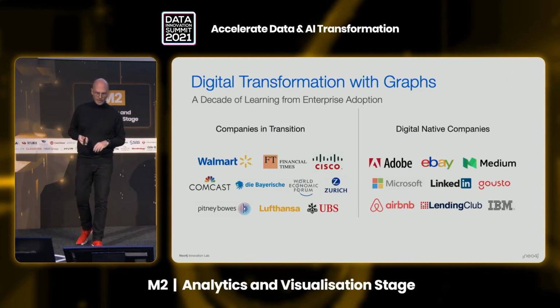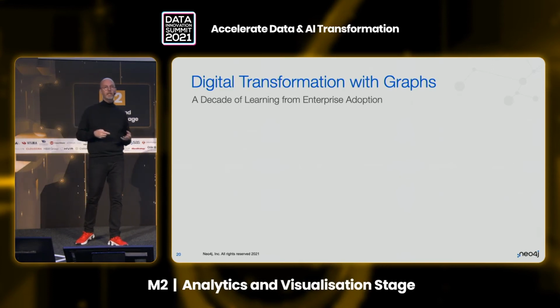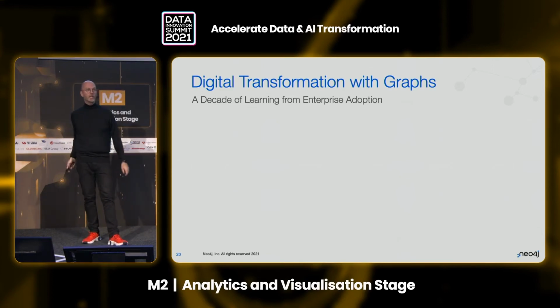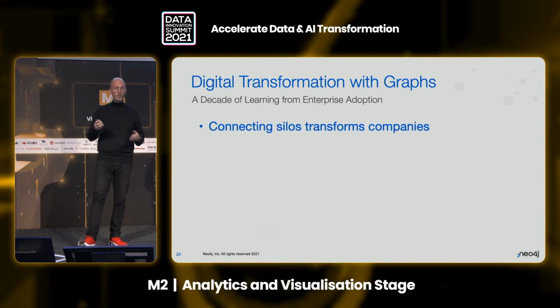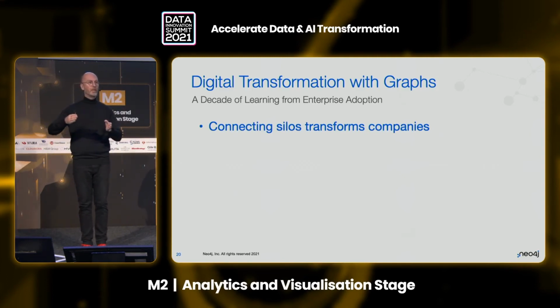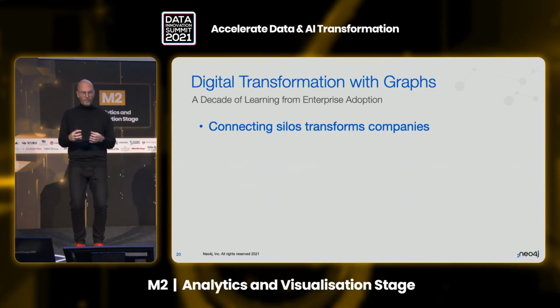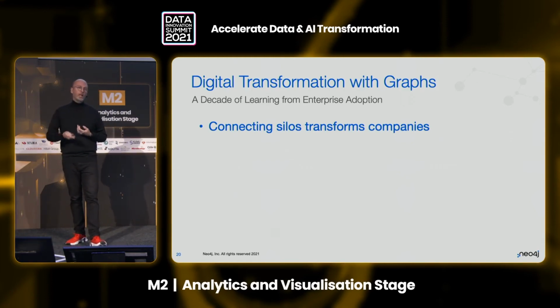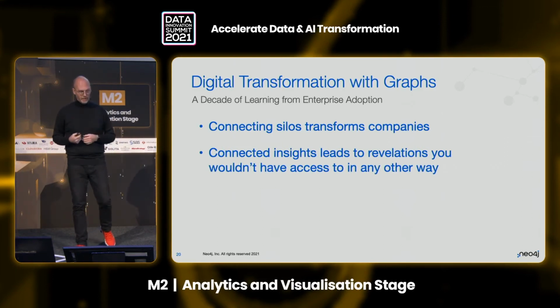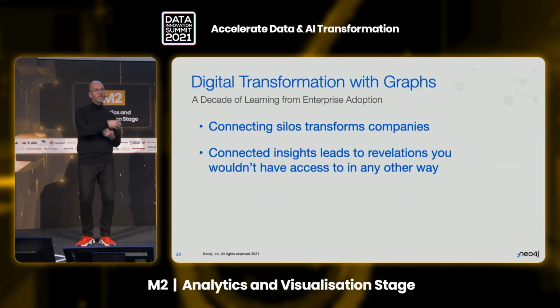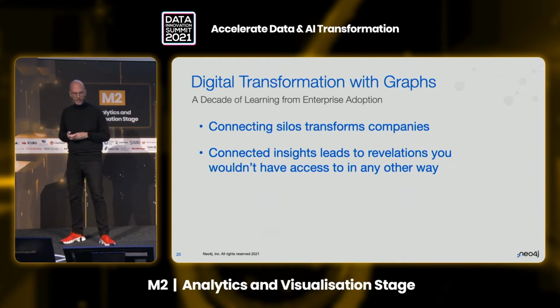And one interesting part there is that we saw that connecting the data silos within companies literally transforms the companies themselves. Because very often, I don't hate people in IT or in business. It's just that they don't get what I do, right? By combining the data, they actually start to work together in a whole other way, which is super cool. And connected insights lead to revelations and answering questions that you couldn't even have dreamed of previously. Super cool, right?